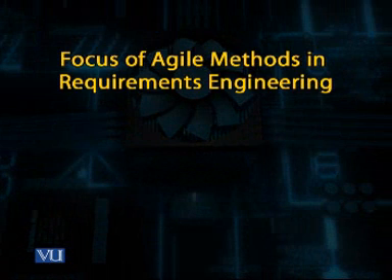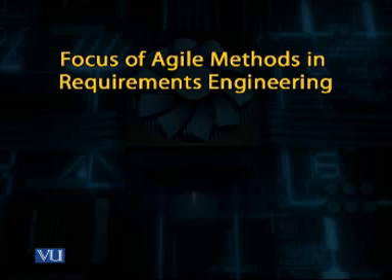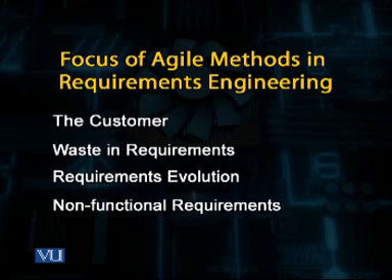Now, the focus of agile methods in requirements engineering is primarily on four things. These four things that you see on the chart are important enough to be considered as part of agile methods and requirements engineering. Number one, the customer. Number two, waste in requirements. Number three, requirements evolution. And number four, non-functional requirements. And we'll see each one of them in a little bit more detail.